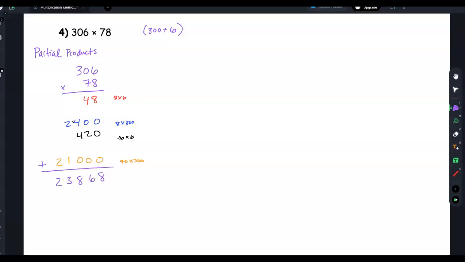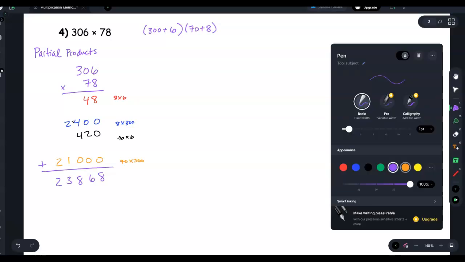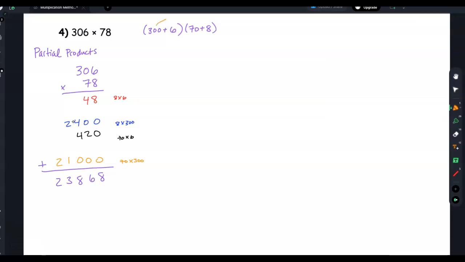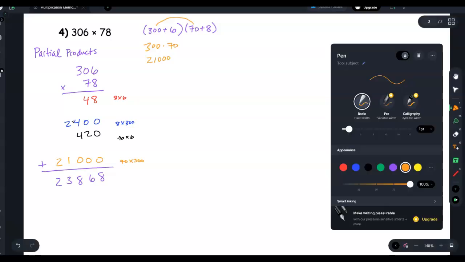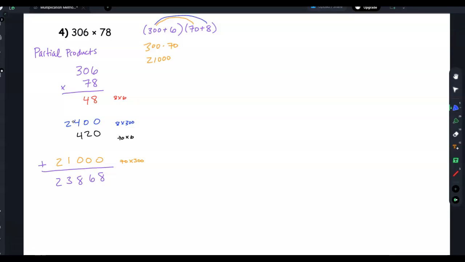If I do leave them out in the horizontal method, then I would just write this as 300 plus 6 times 70 plus 8. So doing it that way, I could actually just use the FOIL method. So 300 times 70 would be 21,000. And then let me go ahead and do the outer terms, 300 times 8. So that would be 2,400. 2, not a 3 there.